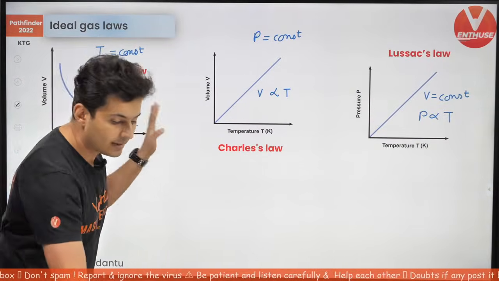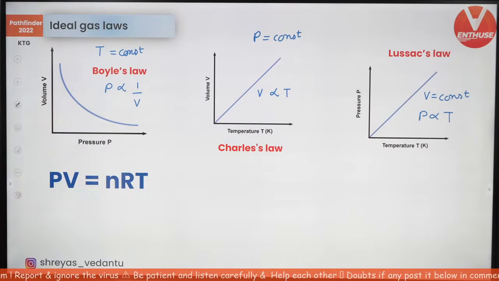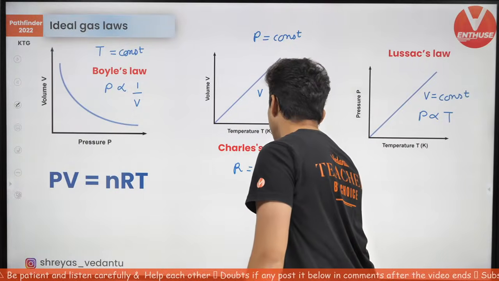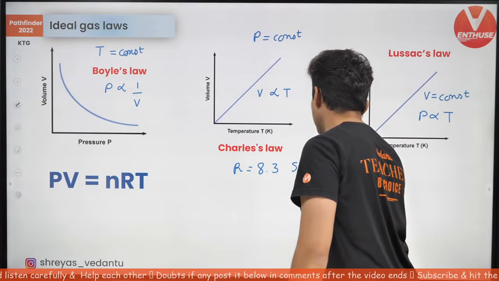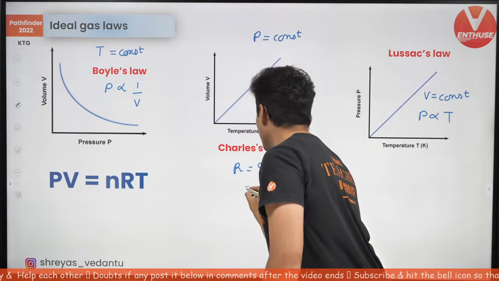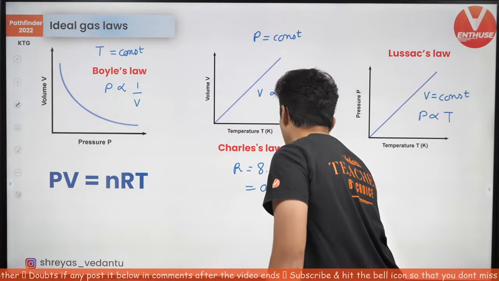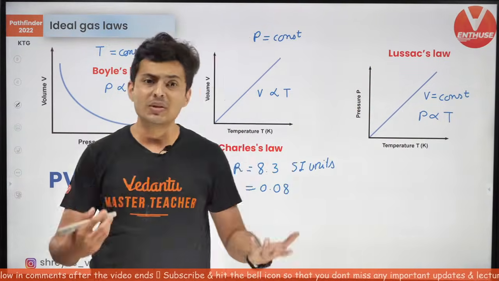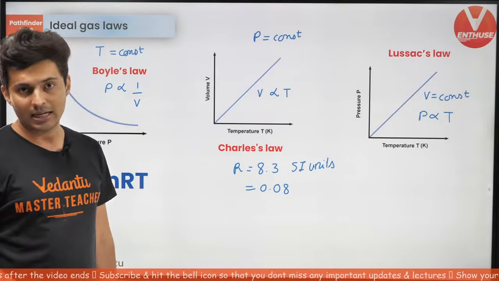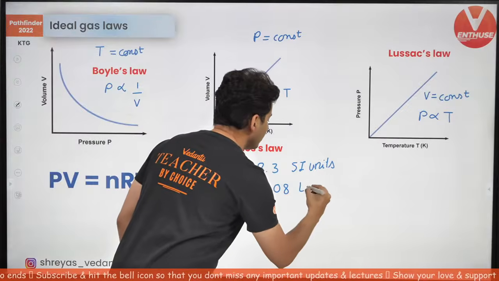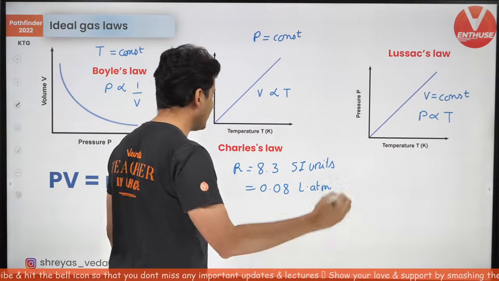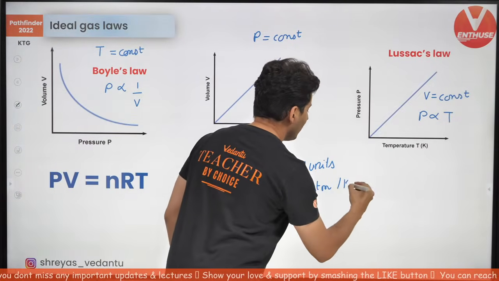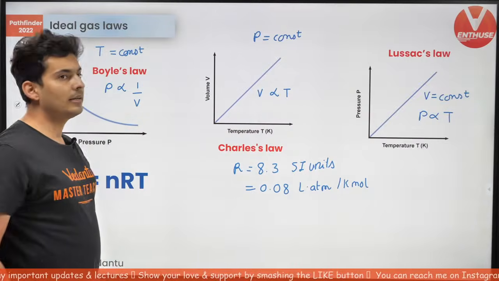Combining all of them together, you get your gas law equation, which is PV = nRT. The value of R in SI units is 8.3. But if you use liter atm, then it will be 0.08. That is in liter atm per mole per Kelvin. Some of you might be using that in chemistry and you might remember that. You can see mole will come below and Kelvin will also come below.